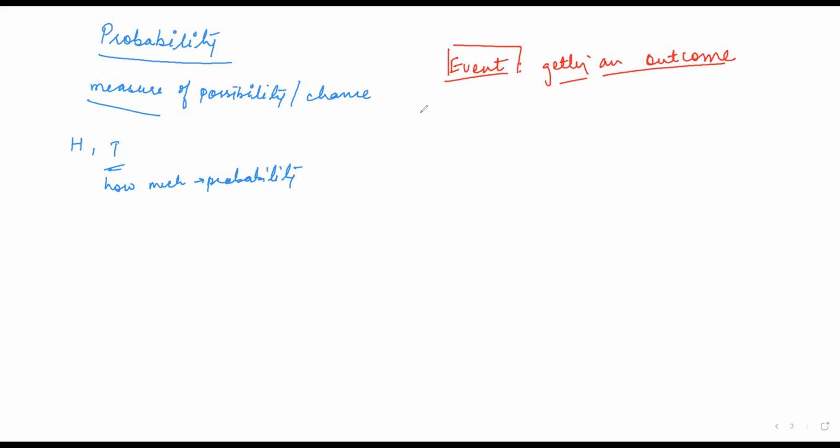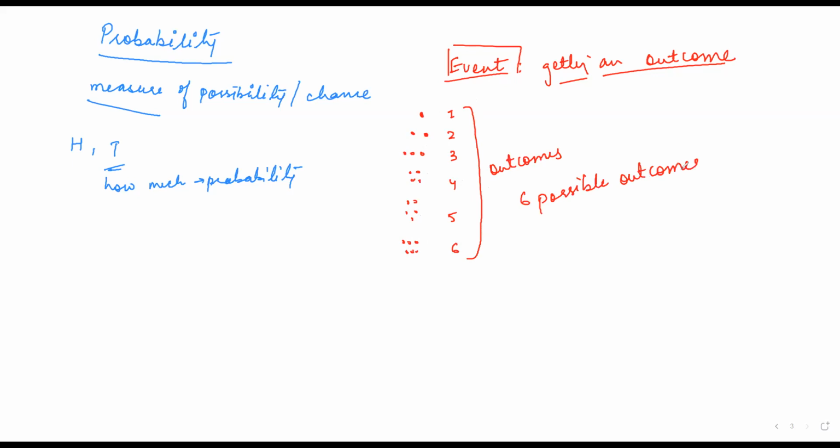Now also, do you understand outcome? For example, I'm throwing a dice. Either I can get 1 dot, 2 dots, or 3 dots, right? I can get 4 dots, or 5 dots, or finally I get 6 dots. So I get a 1, 2, 3, 4, 5, or 6. All these are my outcomes. So there are 6 possible outcomes in this case, right? Yes, ma'am. 6 possible outcomes are there.